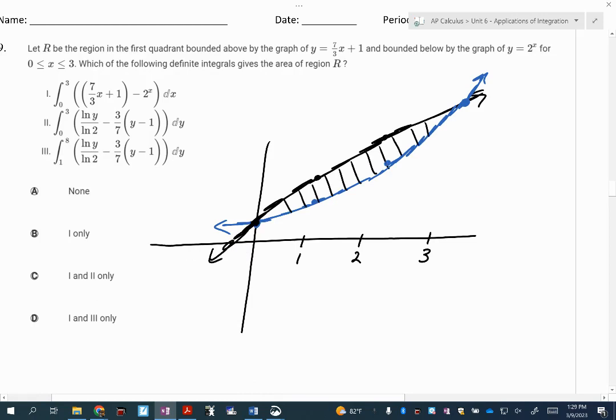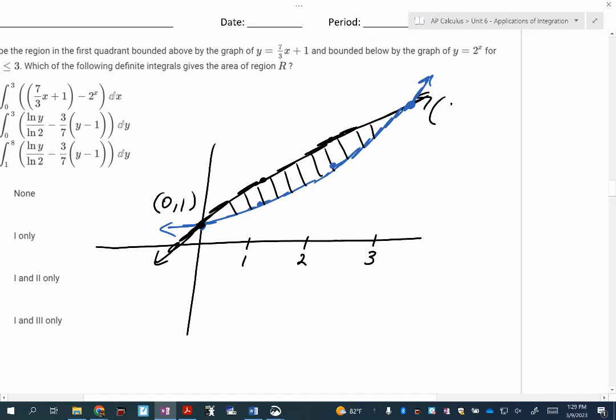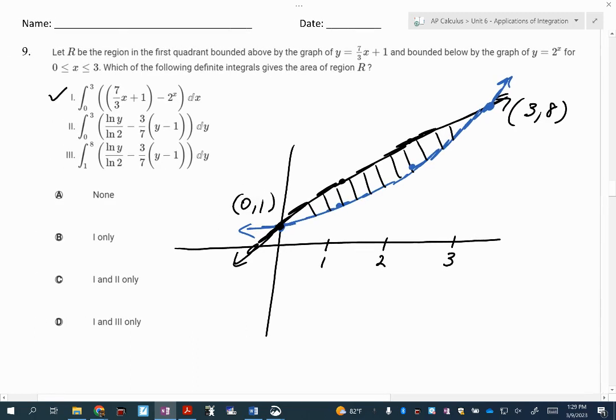And I'm trying to set up integrals that would make sense. So 0, 1 is that ordered pair. And we said this one was 3, 8. So I think everyone's going to be good on Roman numeral 1 being correct because we've been doing top minus bottom, right? Top minus bottom. And the function on top is our line, 7/3 x plus 1. So that is top minus bottom. The limits of integration are correct, so we're good there.